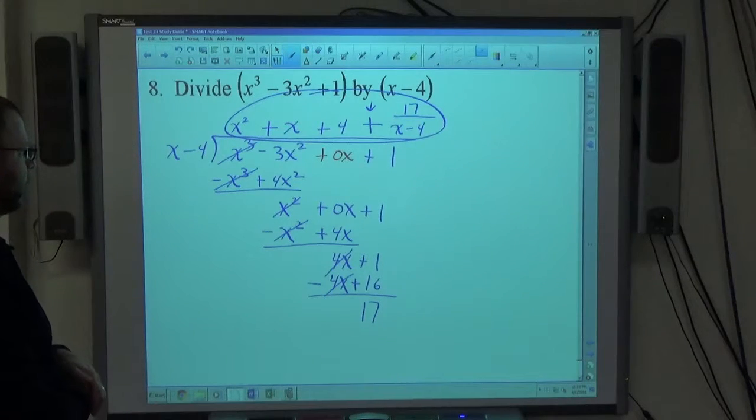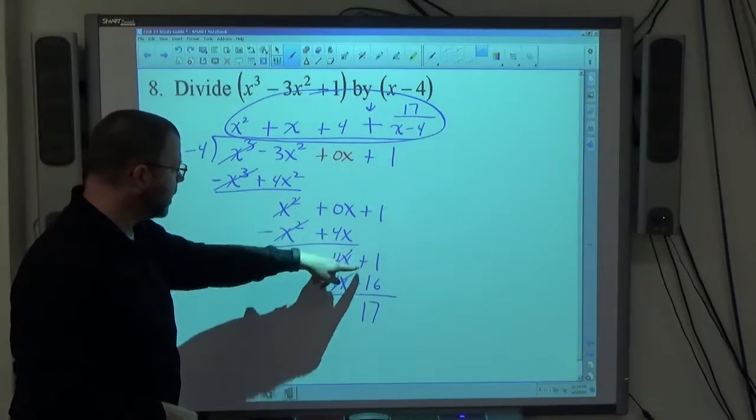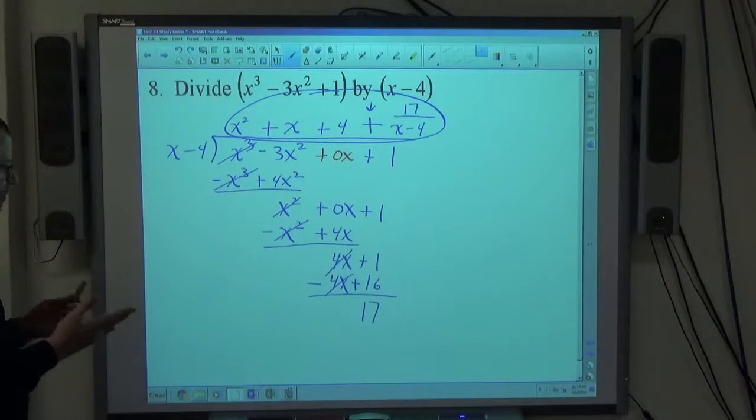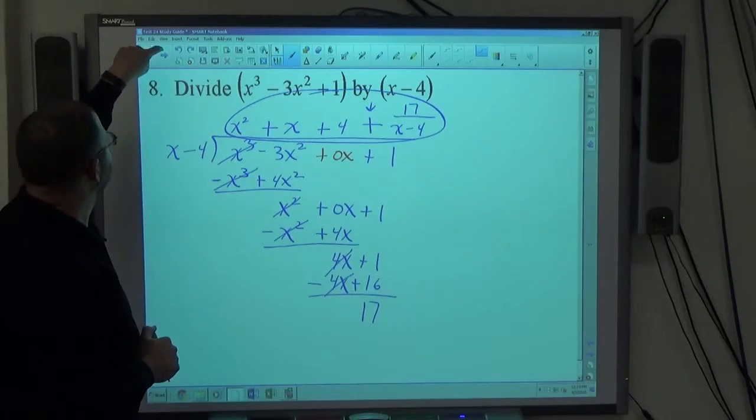Just check that you do good work. You know, these are different, so I subtracted. Those are the same, so I added. Those are the same, so I added. Just basically keeping your rules of adding signed numbers properly done.